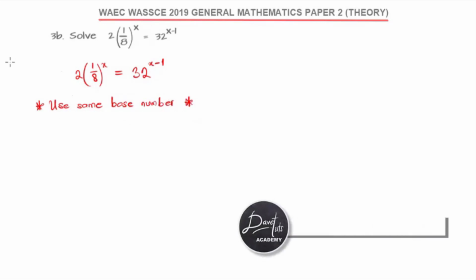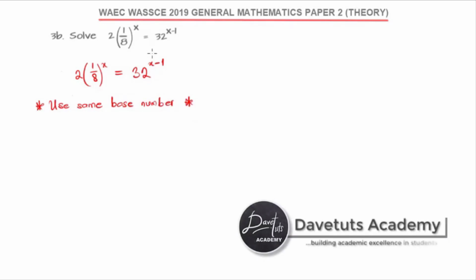Now in this question, we're asked to solve 2 multiplied by (1 over 8) raised to the power x is equal to 32 raised to the power x minus 1. Now, this is a classical example in indices, and we're going to be using the rules of indices to solve it. We are seeing 2, 8, and 32. If you are very observant, we will see that these will amount to 2 raised to some powers.